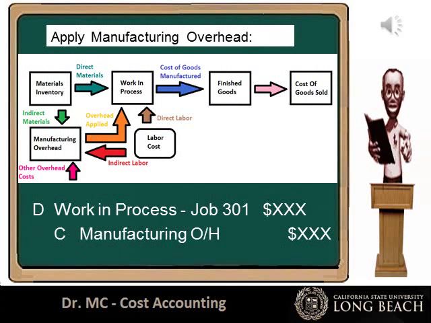As you will recall from our factory cost flow diagram, all non-direct factory costs are accumulated in manufacturing overhead, and then, eventually, they are applied or transferred to work in process, as is indicated by the orange arrow. The journal entry made when you apply overhead requires a debit to the asset being increased, which is work in process, and a credit to the account being decreased, which is manufacturing overhead.